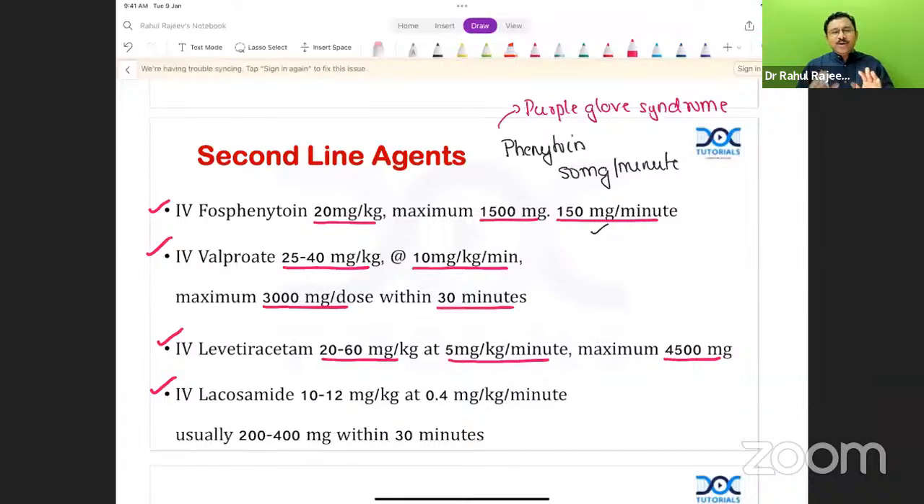And if you ask me overall, what are the top three agents? It is fosphenytoin, valproate, and levetiracetam. Not in a top to bottom order, because trials have shown that the efficacy is almost same between agents, and none of the agents is superior in terms of efficacy, except for certain minor differences, which I'll be discussing with you very soon. Okay. Carbamazepine is not commonly given in the management of status epilepticus. It does not have a solution, and it cannot be given as an injection, so carbamazepine is not preferred.